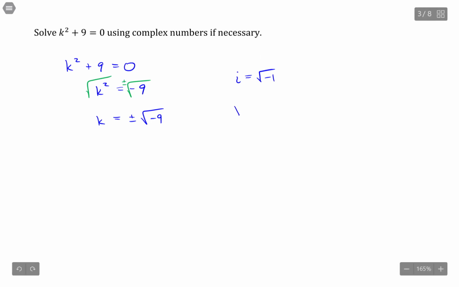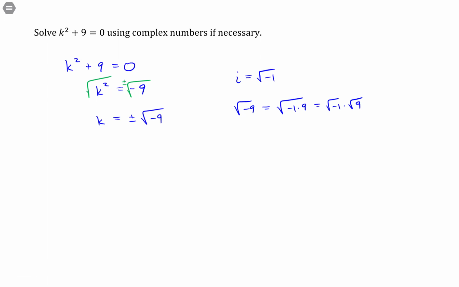So in this particular case, if I have the square root of negative 9, then what that means is I'm taking the square root of negative 1 times 9, and the square root of two things multiplied can be split up into two separate square roots. The square root of negative 1 is i. The square root of 9, because it's a perfect square, is 3. So I learn that k is the value plus or minus 3 times i.